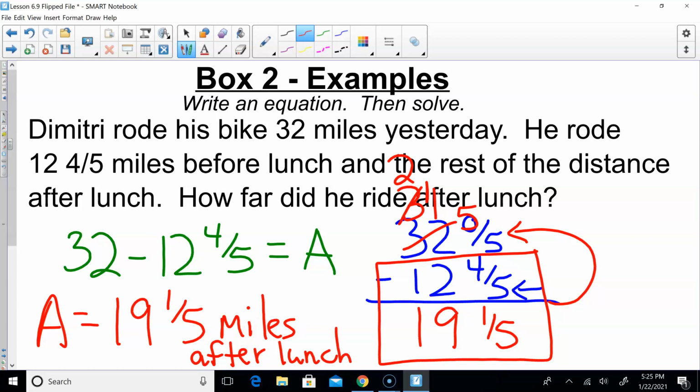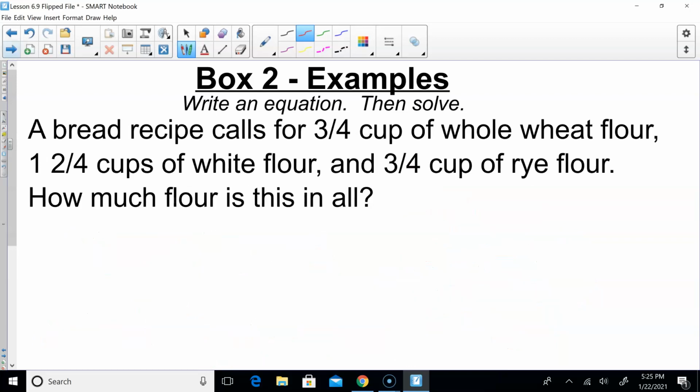So you can pause one right now, see how the work can help you solve your problem. And we got one more. A bread recipe calls for 3/4 cups of whole wheat flour, 1 2/4 cups of white flour, and 3/4 cups of rye flour. How much flour is this in all? Whew, looks like we're adding some fractions together.